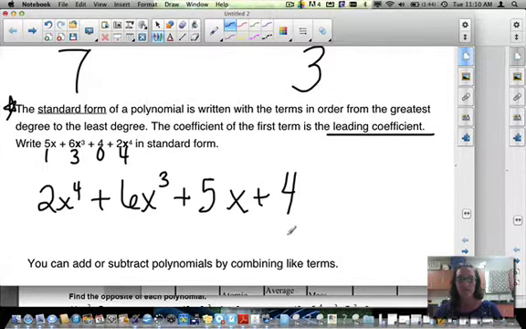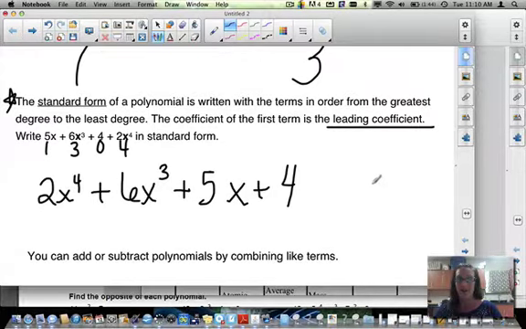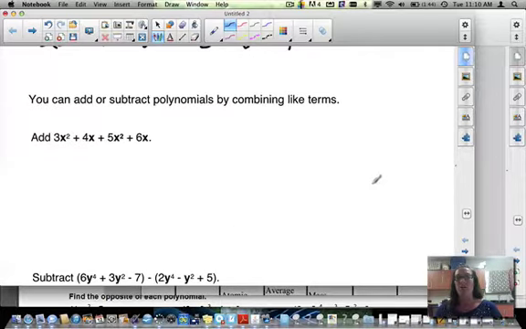Alright, moving on. You can add or subtract polynomials by combining like terms. It's a little bit different than when we are multiplying. For adding and subtracting, you need to make sure that your terms are exactly alike. So we want the same variable with the same exponent. So I want you guys to find a method that works for you on how to identify your common terms. I use the underline method. So I have 3x squared and 5x squared. And then I have a 4x that I can add to a 6x.